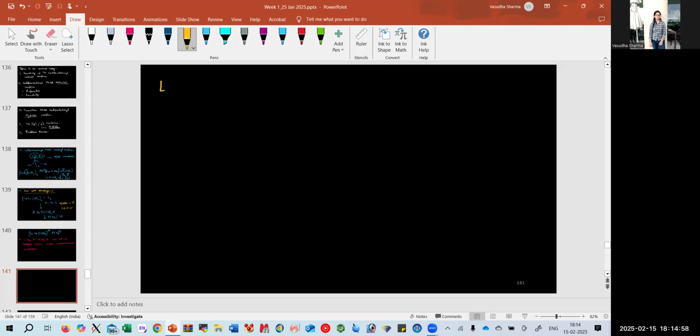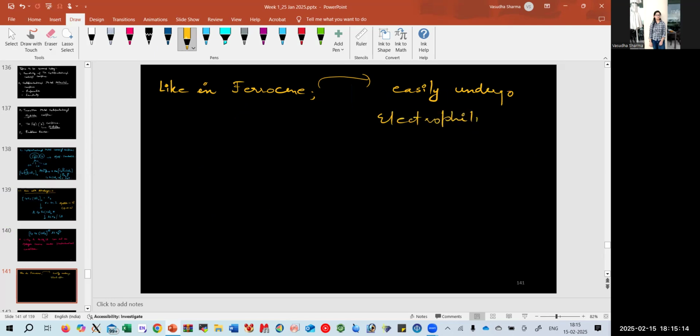So we can write it this way: in ferrocene, we have seen that it easily undergoes electrophilic substitution reaction, which means that it's just like your benzene systems. When you have more electron density onto your system, that would attack onto your electrophile, giving you a desired product. So electrophilic substitution reactions. Because the Cp groups provide more electron density to your metal center, that makes it highly electron rich, which can attack onto the electrophile.